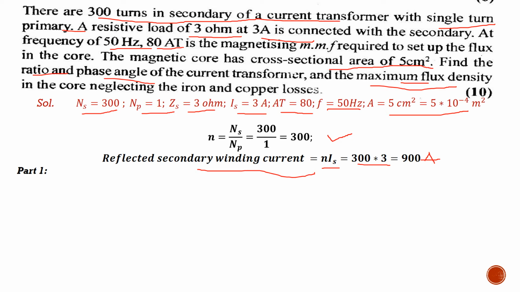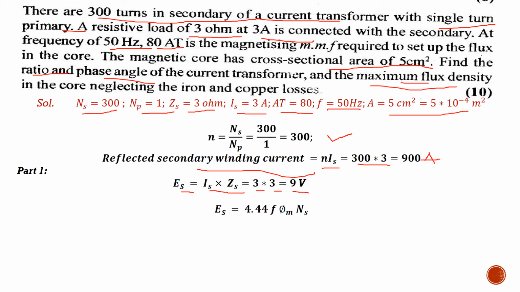So prior to that, we need to calculate the maximum flux, and for calculating the maximum flux, we will be using the induced EMF equation of transformer, and therefore we need to calculate the secondary side induced EMF. So induced EMF in secondary will be equal to current and the resistive load applied to the secondary. Secondary current is given as 3 ampere and the resistive load is provided as 3 ohm. So we can easily calculate the induced EMF in the secondary.